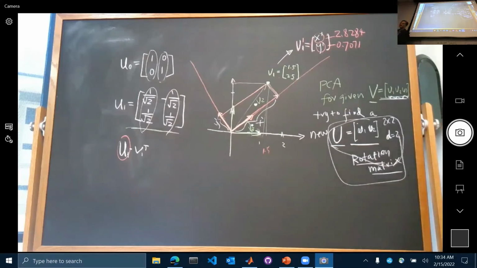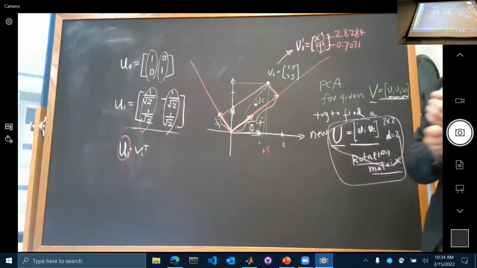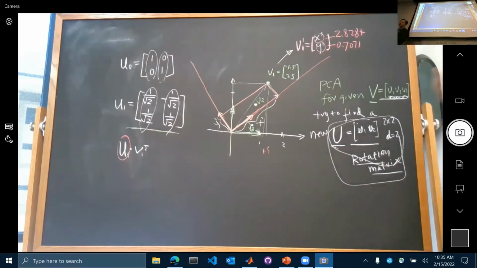For our single cell study, if you have 6,000 genes, that means you have to define a 6,000 by 6,000 rotation matrix to rotate this.